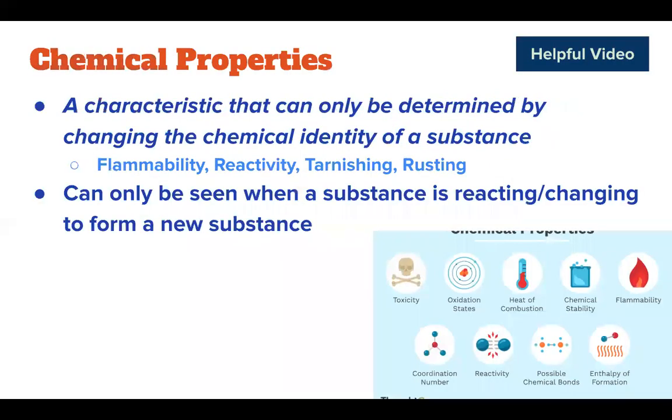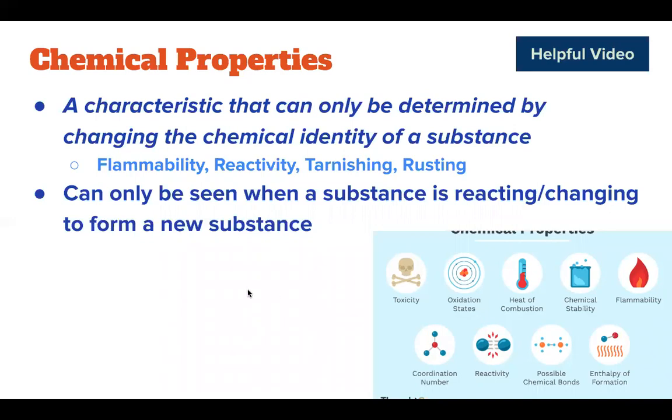Let's talk about chemical properties. A chemical property is a characteristic that can only be determined by changing the chemical identity of the substance. That's a mouthful. Basically what that means is a chemical property can only be identified when something is changing. We have to see it in action. We have to see some type of chemical reaction to see a chemical property.